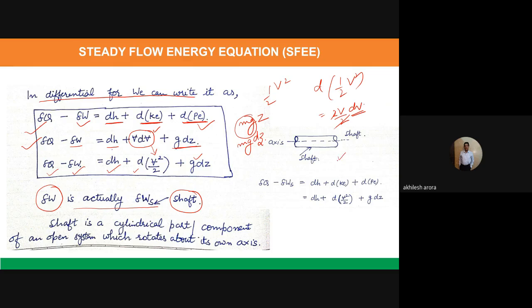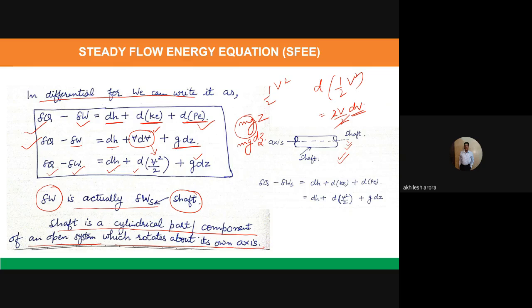This is the diagram of the shaft. You must be studying this in the engineering drawing or the graphics course. This is the axis of the shaft. Now, what is a shaft? A shaft is a cylindrical part or component of an open system which rotates about its own axis.